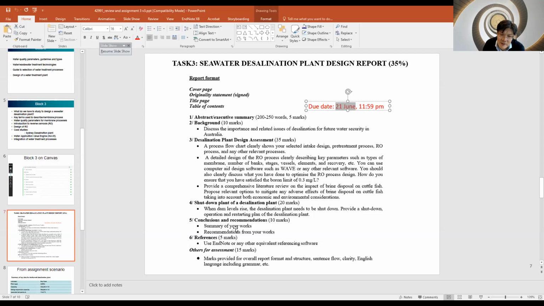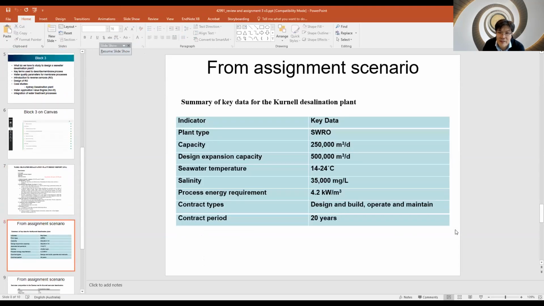And conclusion, recommendation, and reference, so you can finish your seawater desalination plan. Also, when you do your assignment, this is already given in the scenario. You can see how many plants we have in desalination, and then the capacity. So we can design 250,000 cubic meters per day.